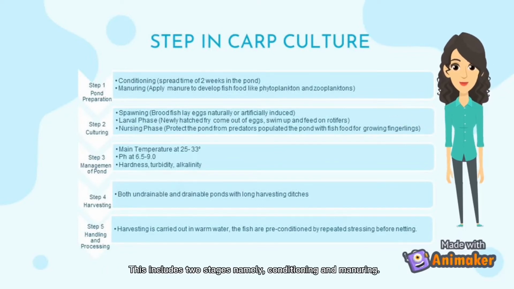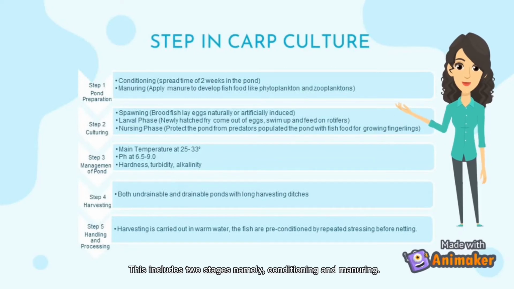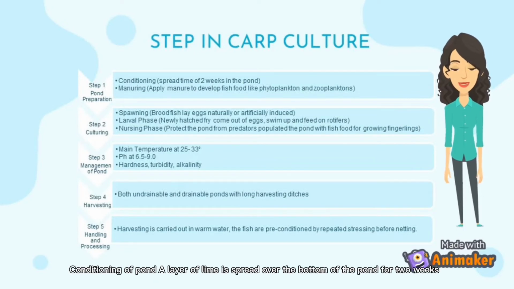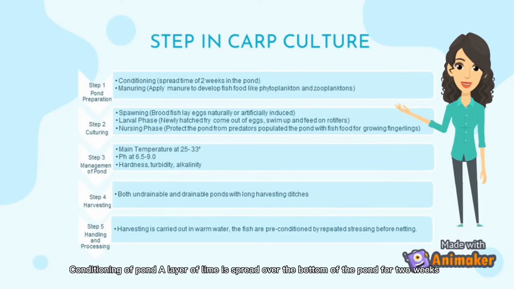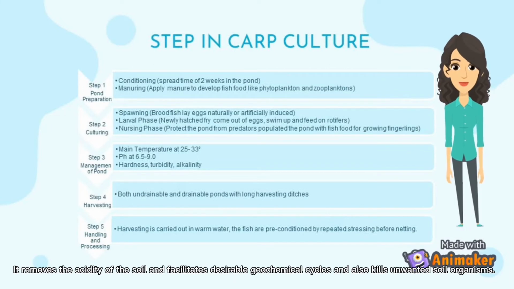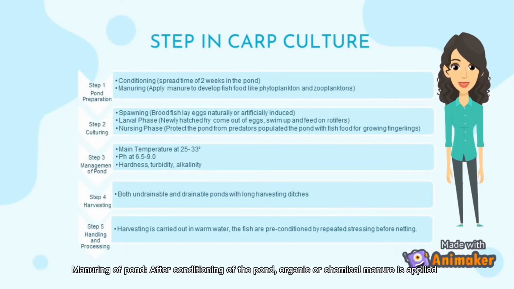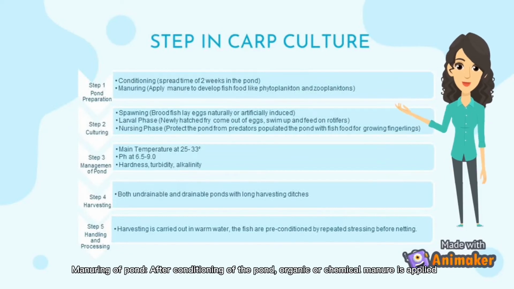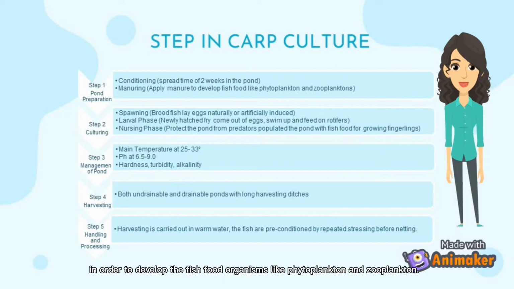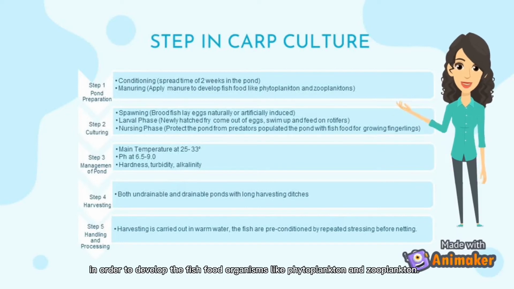These include 2 stages, namely conditioning and manuring. Conditioning of the pond is when a layer of lime is spread over the bottom of the pond for 2 weeks. It removes the acidity of the soil, facilitates desirable geochemical cycles, and also kills unwanted soil organisms. Next, manuring of the pond. After conditioning of the pond, organic or chemical manure is applied in order to develop fish food organisms like phytoplankton and zooplankton.